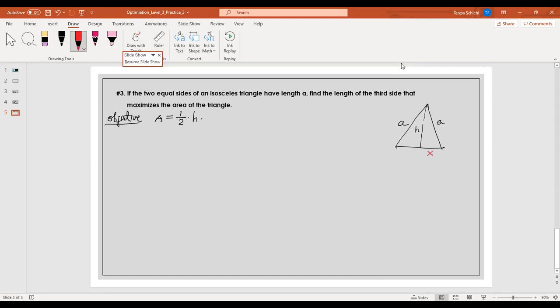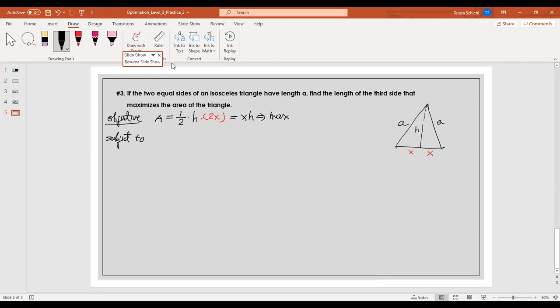So the base, now we can start to mark our values. I say, okay, so if this is x, this is x here. So my base here is what? Is 2x, right? So my area here is x times h. Now I want to maximize that. Okay, now my job here is to try to correlate because I have x and h, right? So I need to find the constraints here.